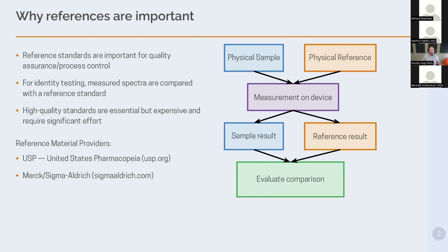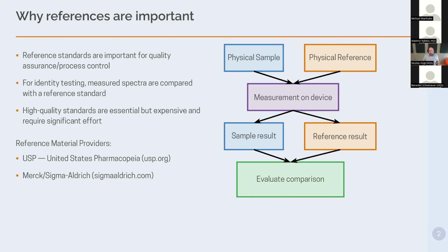You can be a bit more lenient on how you measure, what criteria you use when evaluating the comparison. However, if you go to the other direction and you look at something like pharma production, which is of course highly regulated, then all of this needs to be certified. So you need to buy a physical reference from known certified vendors. It needs to reach a high quality. You need to certify how you measure. You need to certify which criteria you use for the comparison, and so on.